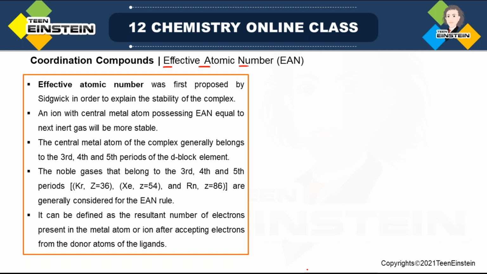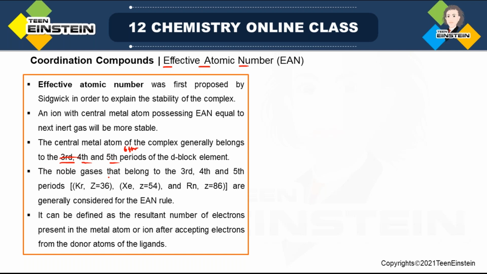If it is following that inert gas configuration, it will be stable, and if it is not, then it will not be stable. So we can get some idea about the stability, though exceptions are also there. It is not that always if it does not match the inert gas configuration, it will not be stable, but that is very rare. The central metal atom of the complex generally belongs to the fourth, fifth, sixth period of the d block, and the noble gases will actually be from the fourth, fifth and sixth periods, not the third.